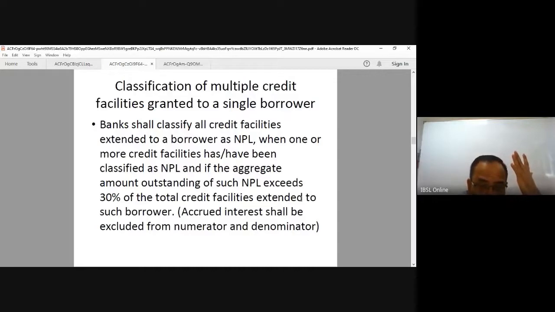So that's a very important guideline by the central bank, which you should keep in mind. The central bank only allows you not to take the accrued interest, but capital you will have to look at.